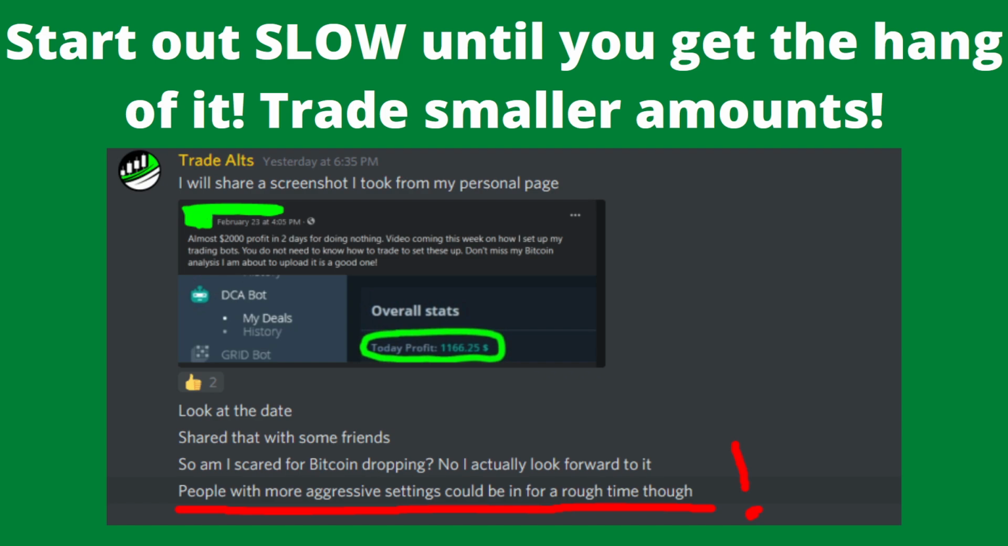So I screenshotted this, which is from my Facebook page. This is actually my personal page, that's why you see it's kind of greened out up at the top, just because it has my name. It is from my personal page that I share with my friends. So almost $2,000 in profit for doing nothing. I was telling them there's a video coming this week. I'm going to teach anybody who's interested. I'm going to start putting some stuff together about trading bots.